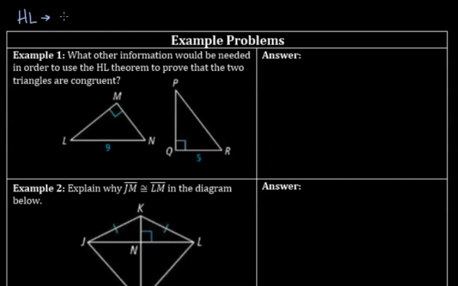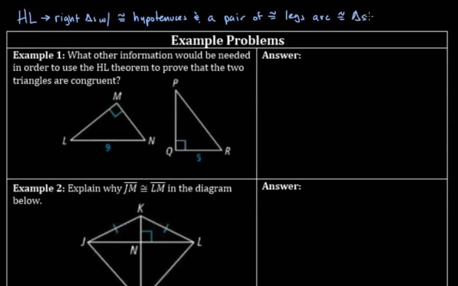And HL congruence was a way that we could prove triangles congruent that said that if you have right triangles with congruent hypotenuses and a pair of congruent legs, then they are congruent. So right triangles with congruent hypotenuses and a pair of congruent legs are congruent triangles.